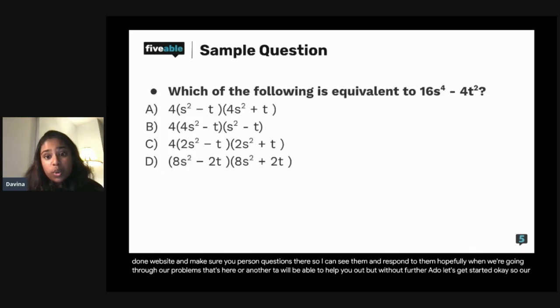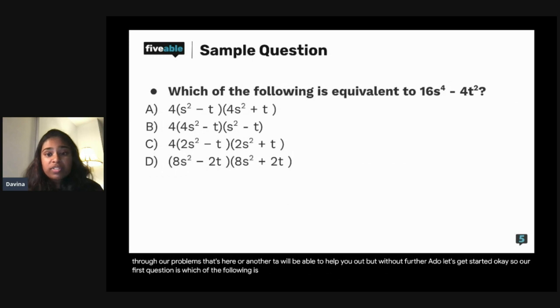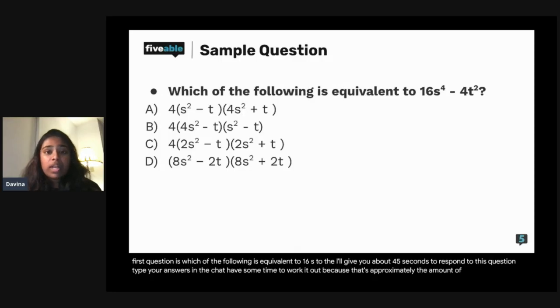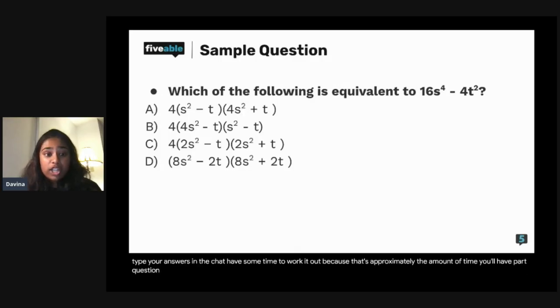Okay, so our first question is, which of the following is equivalent to 16s to the 4th power minus 4t squared? I'll give you about 45 seconds to respond to this question. Type your answers in the chat, have some time to work it out, because that's approximately the amount of time you'll have per question on the actual SAT, and then we'll go over it. So you can take your 45 seconds now.